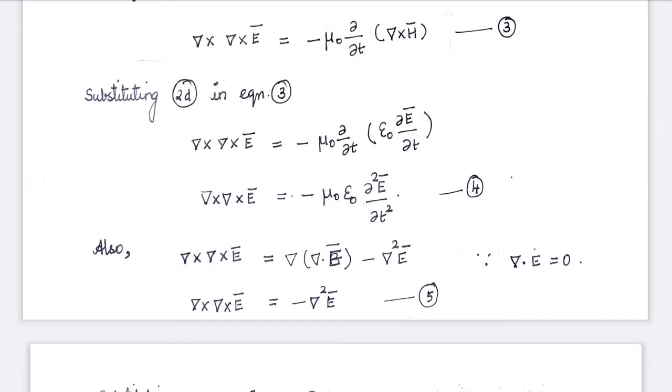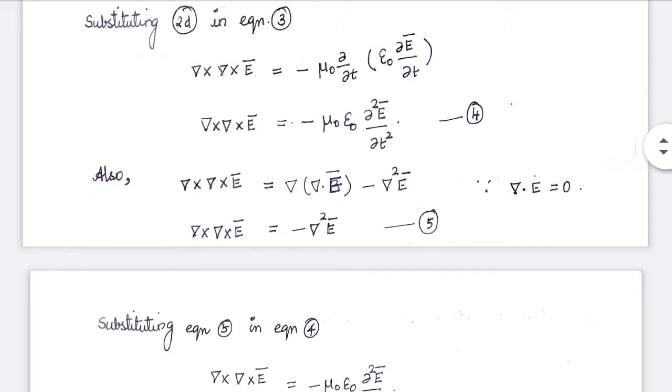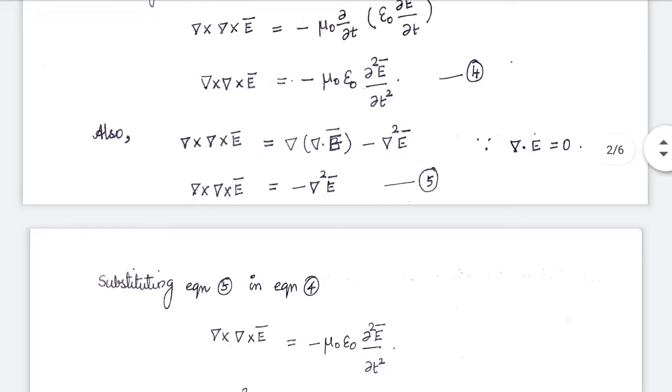Del cross del cross E vector is equal to minus mu naught epsilon naught dou square E vector by dou t square. Let us use a vector identity: del cross del cross E vector is equal to gradient of del dot E vector minus del square E vector. Since the divergence of E vector is equal to 0 by Maxwell's first equation, this equation can be reduced to del cross del cross E vector is equal to minus del square E vector.